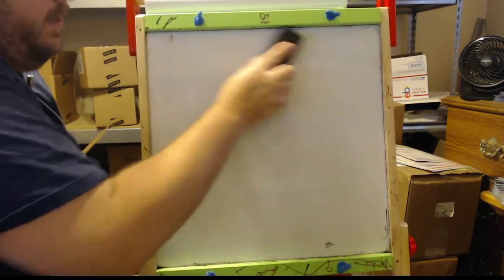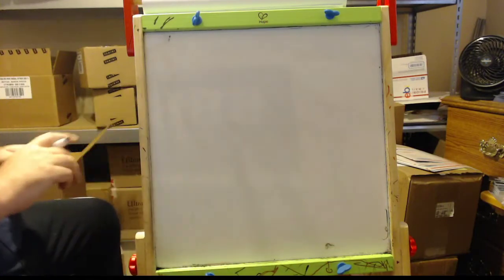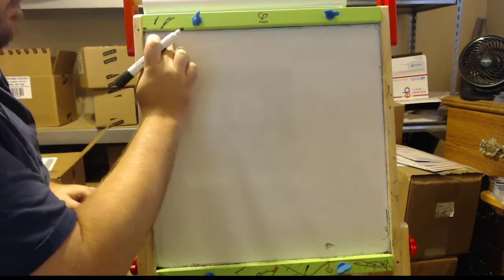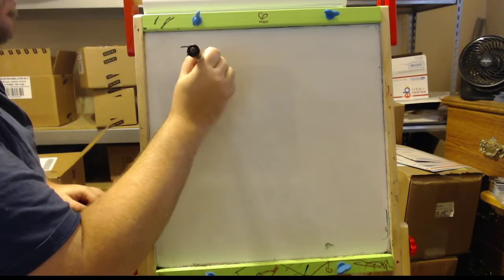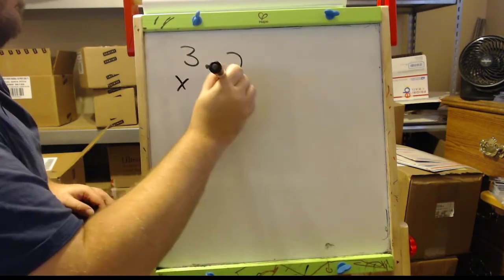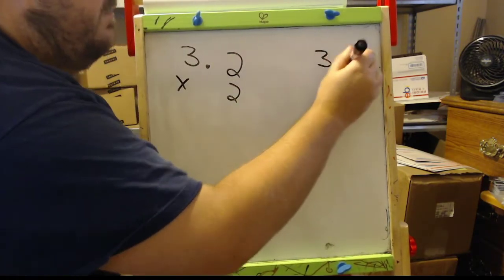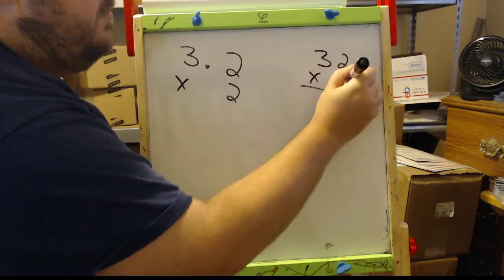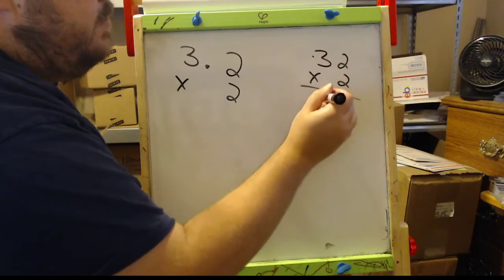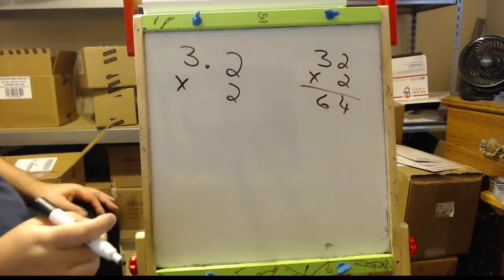Now, multiplying, that becomes a little interesting. But I'll show you a down and dirty trick. So let's say we have 3.2 times 2. Over here I'm going to do 32 times 2. So if we're doing 32 times 2, 2 times 2 is 4, 3 times 2 is 6. That's how we would do it.